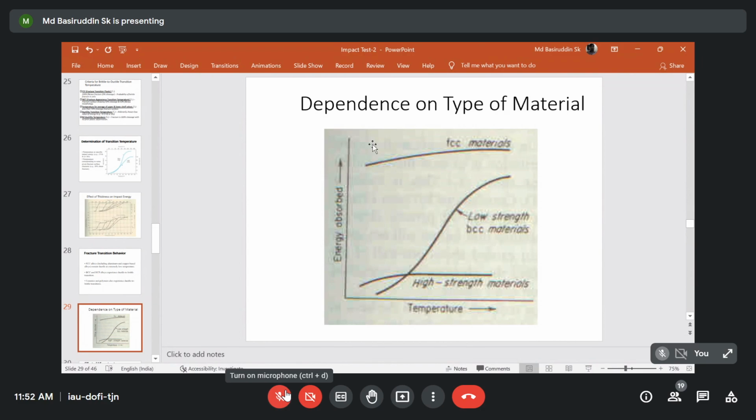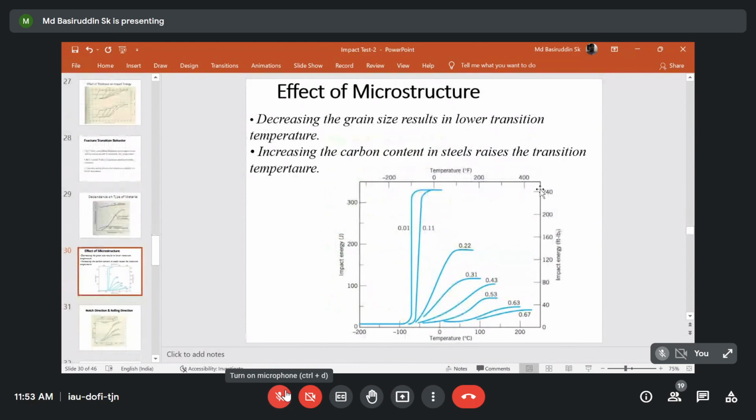If you see carefully, FCC material contains the highly closest pack planes and highly closest pack directions, whereas in BCC and HCP materials, the packing density is very, very less. I think mechanical or production people may understand these things quite clearly, but civil people may need to go into details about these things a little bit.